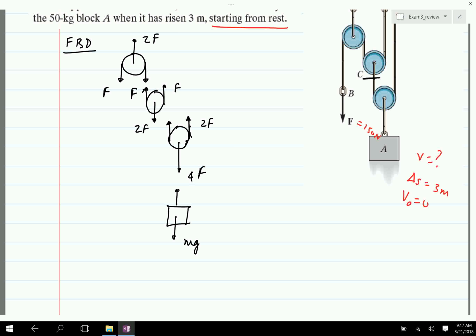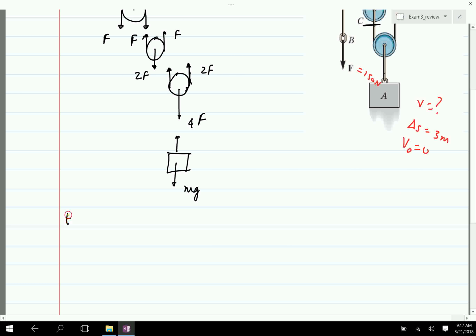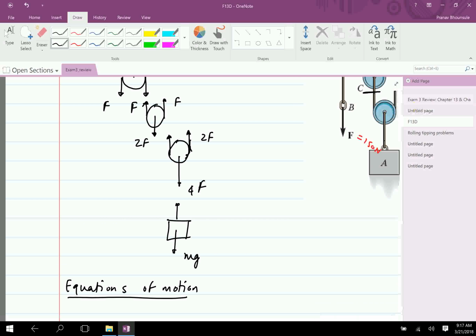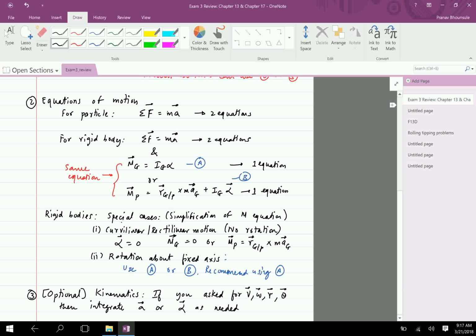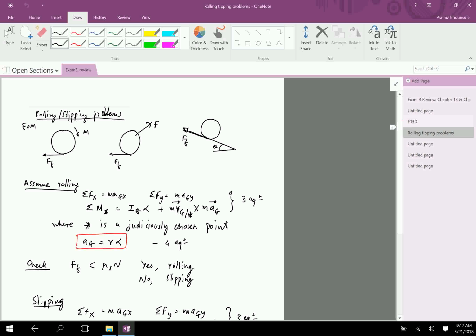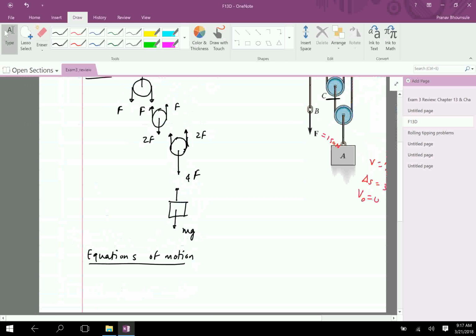Okay, so the free body diagram is done. Next, we move to the equations of motion. Going back to this, there's a lot here, but we recognize it's a particle problem, and so we only have to use these two equations, F equals ma. Just two equations. So let's go back to the problem and see what we can do.